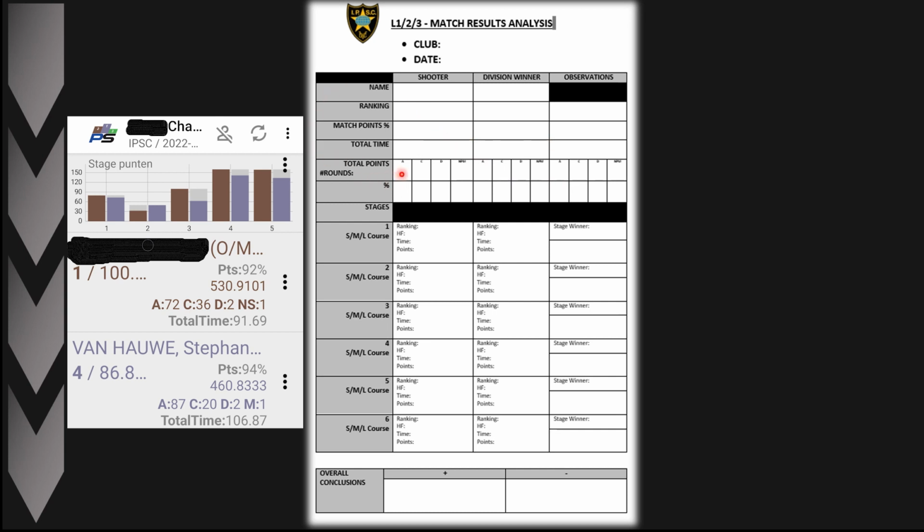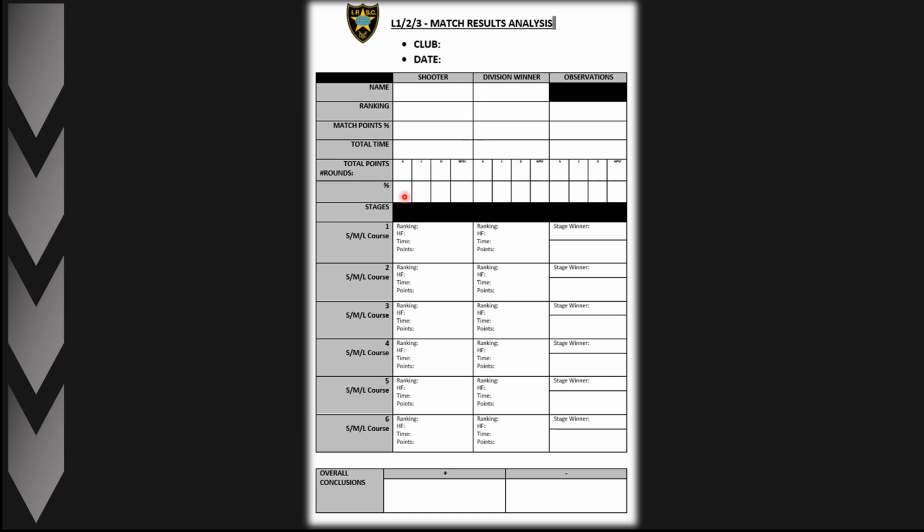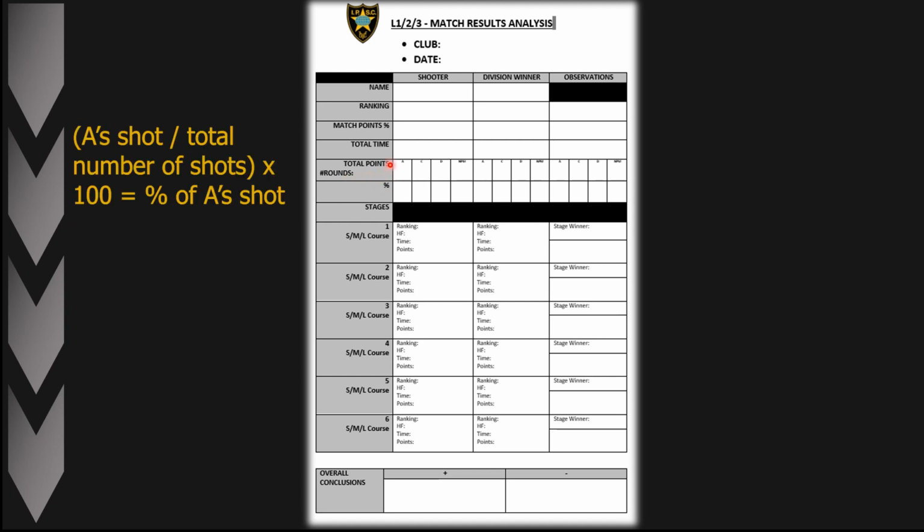Then I'll note down again, based on the Practice Core competitor app, how many A's did I shoot, how many C's, D's, no penalty mics. The same goes for the division winner, which I also note down, and then I'm going to calculate, based on the overall number of shots that were in the match, my percentage of A's, C's, D's, and so forth. I'm not going to compare them yet, but just note down how many percent of A's did I shoot, how many C's, and so forth.